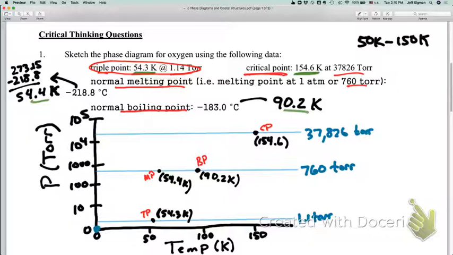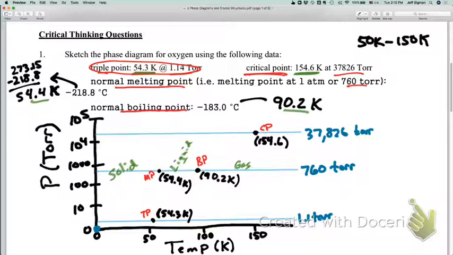At temperatures below the melting point, we should have a solid. At temperatures between the melting point and the boiling point, we have a liquid. And then above the boiling point, gas. Okay, so I'm sketching those in so I have a rough idea of where the phases are. And now it's a matter of connecting the points.